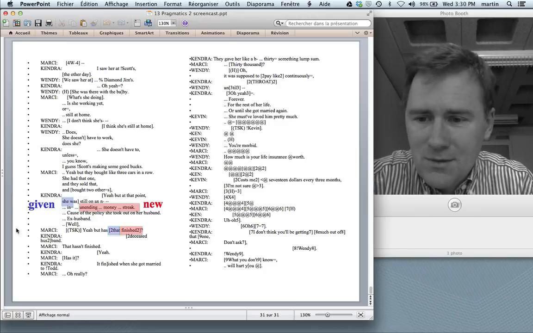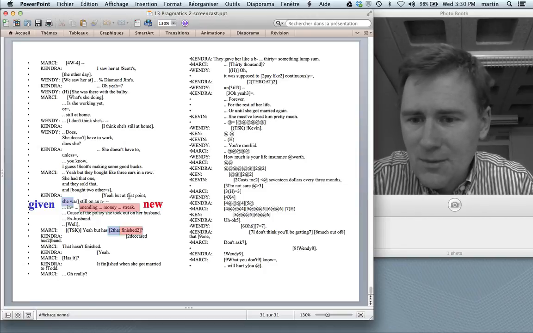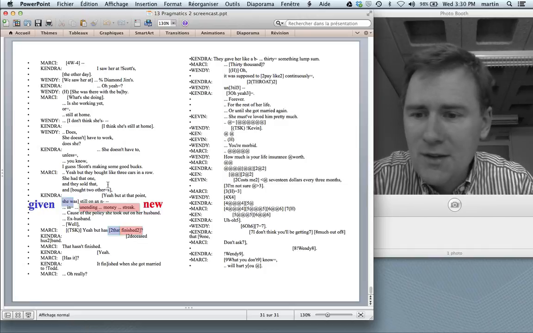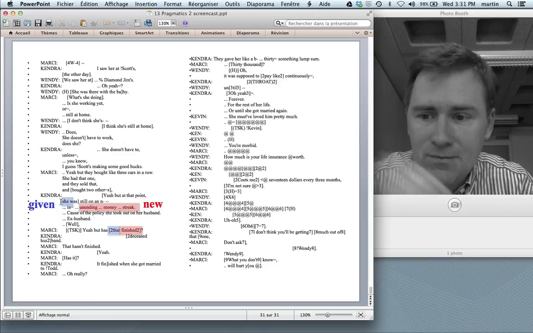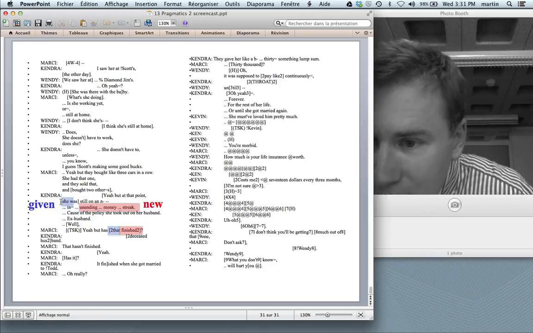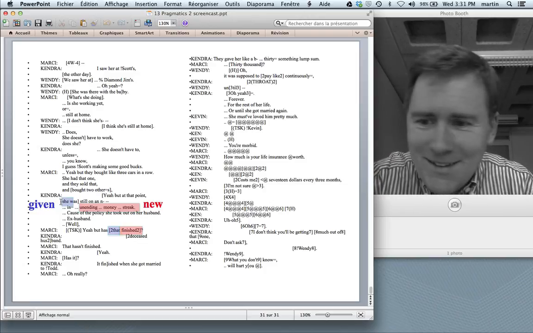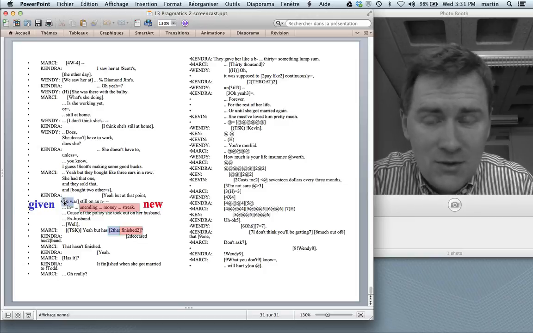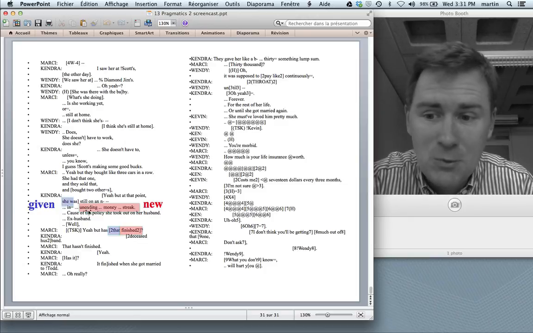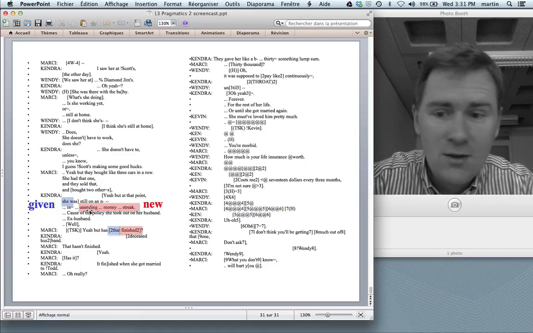So, looking at text. In Kendra's turn here, but at that point she was still on an unending money streak. So, "but at that point" is also given information that refers to a time that the participants already talked about. "She", who are they talking about? We don't even know the name. But it's already pronominal up here. I saw her at Scott's the other day. So that's given information. And now Kendra says something new about her, namely that she was on an unending money streak. She was receiving money week by week.